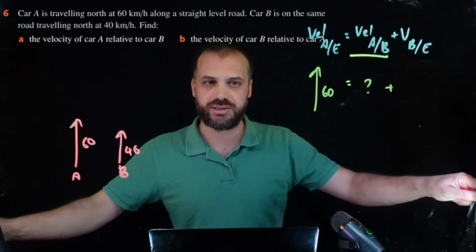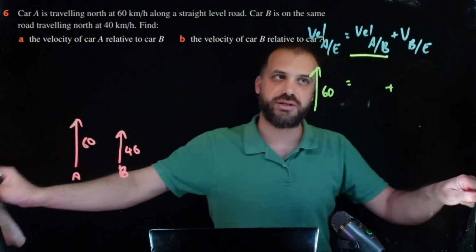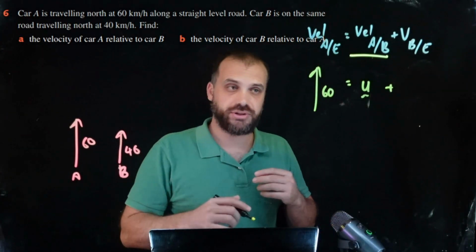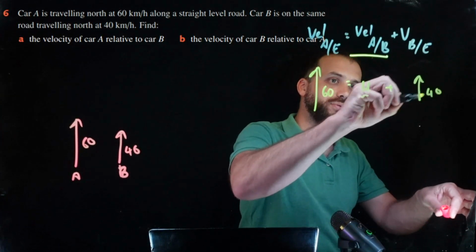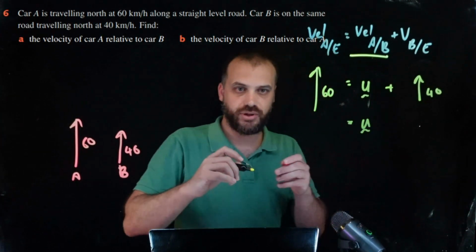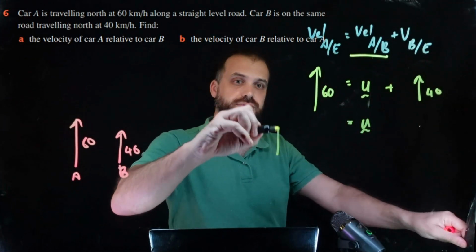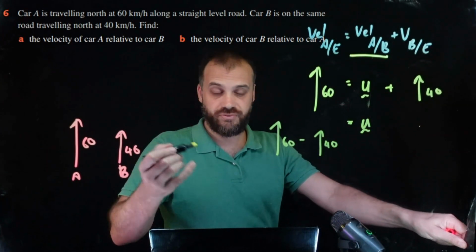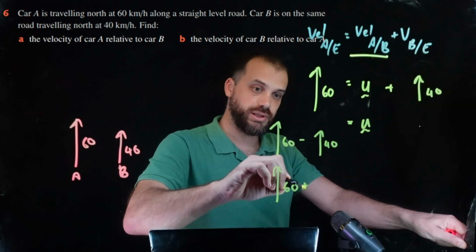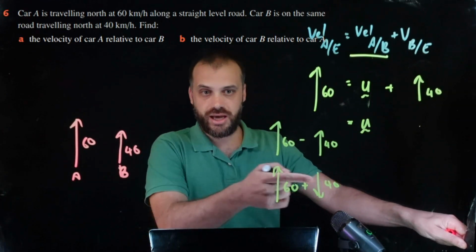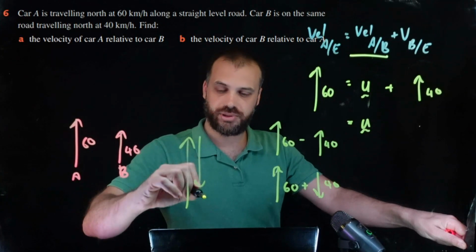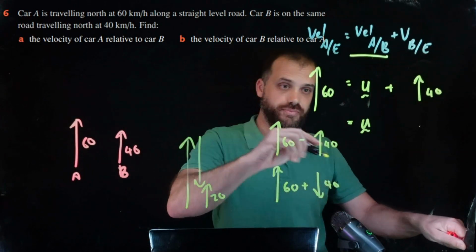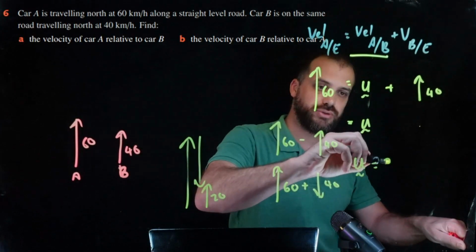I keep putting question marks in these. Maybe I should use vector notation here. So the vector u plus the velocity of B relative to the Earth, which is 40. So if I want to know vector u, I can rearrange this equation. 60 minus 40. Now, in terms of vectors, that's equal to 60 plus 40. And if I drew that picture, I'd get 60 plus 40 makes 20. So, vector u is equal to 20.